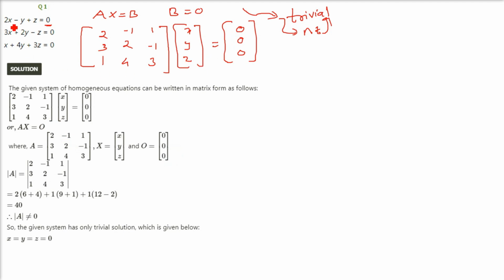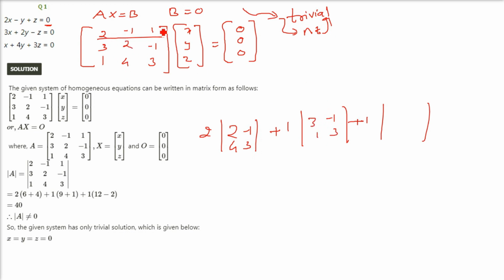That only comes when we check the determinant of A. When we find the determinant of A and whether it comes to 0 or not, that decides. So let me find the determinant. I am taking the first row: 2, negative, negative, positive 1, and then plus 1. Inside this it will come as 2, 4, negative 1, 3. When we take negative 1, that becomes positive 1. So 3, 1, 1, negative 1, 3. Then we have 3, 1, 2, 4.